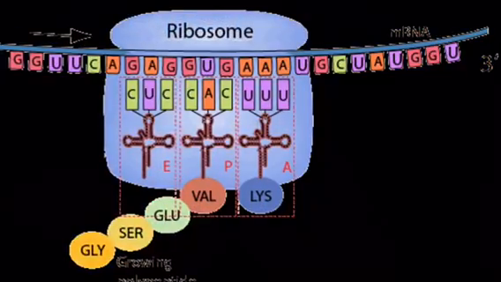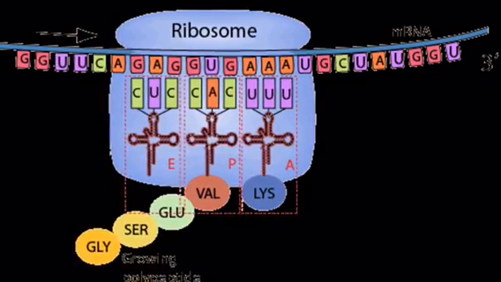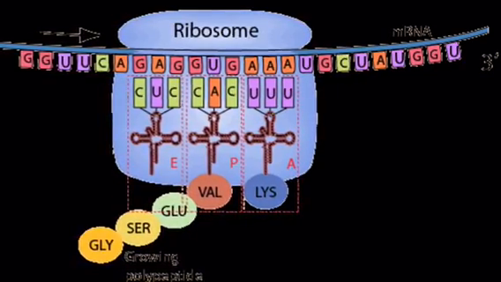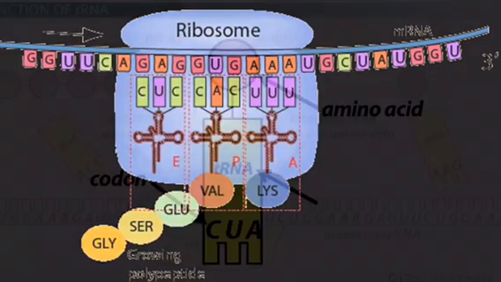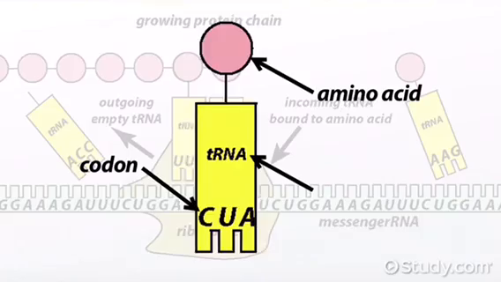So every codon represents an amino acid. The tRNA, which is called the transfer RNA, groups one amino acid at a time. Amino acids are the building blocks of protein. This process continuously goes on until a stop codon is encountered.